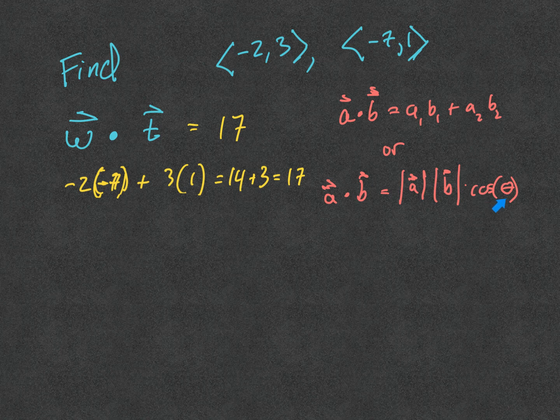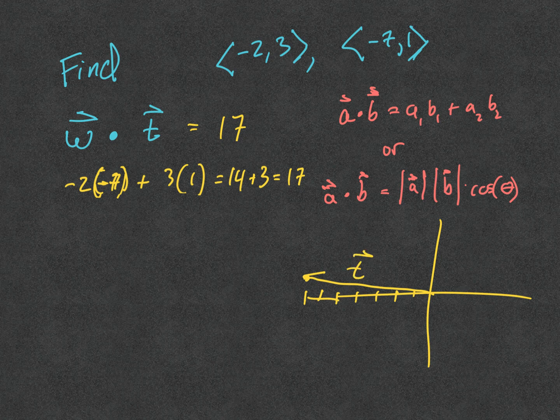And the angle between the two, so if we go back to thinking about a plot here for a second. And now we're going to plot it like this. 1, 2, 3, 4, 5, 6, 7. -7 up 1. This would be vector, was that T? And then W was -2 and then up 3.